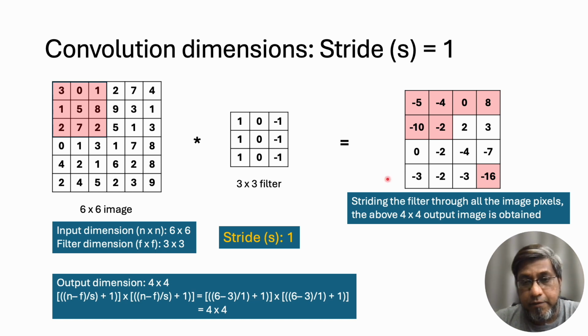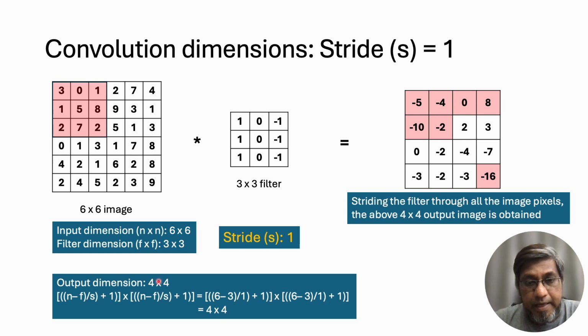Let us now look at the relationship between the dimensions of the input, the filter, and the output. Of course, we took the output size to be 4x4. So the input image in this case is 6x6 and the filter size is 3x3. The input image we denote by n, so that's n by n, which is 6x6. So n equals 6. The filter size is f by f, so f is 3.